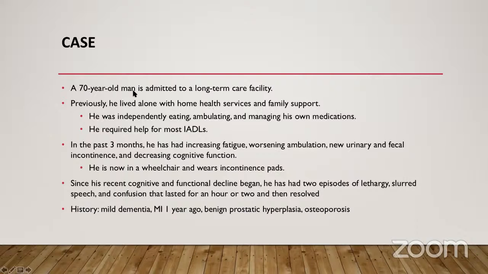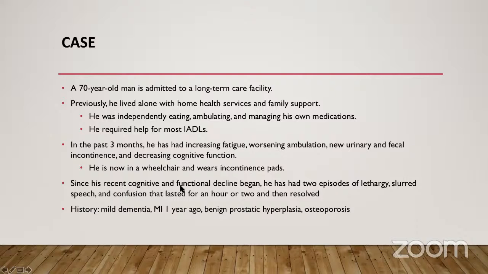A 70-year-old man is admitted to a long-term care facility. Previously, he lived alone with home health service and family support. He was independent, eating, ambulating, and managing his own medications. He now requires help for almost all ADLs. In the past 3 months, he has had increased fatigue, worsening ambulation, urinary and fecal incontinence, and decreasing cognitive function. He is now in a wheelchair and wears incontinence pads.